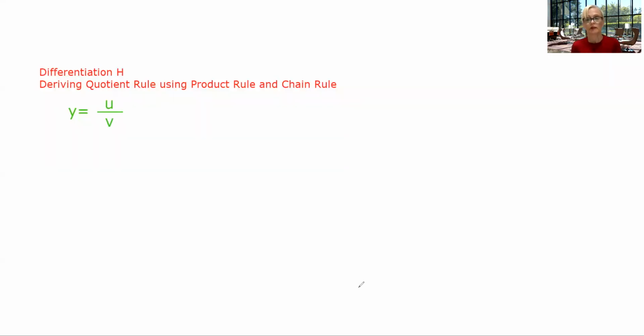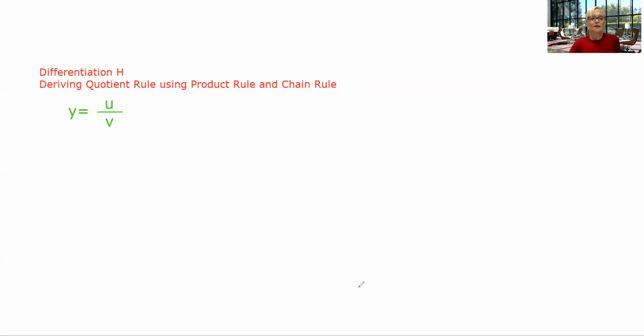We've been learning about differentiation and we've now learnt the product rule, the quotient rule and the chain rule. I wanted to show you how you can actually derive the quotient rule by using the product rule and the chain rule. This is not a necessity, but I find it interesting and I think it's useful for you to delve a little deeper into these things and see how they work.